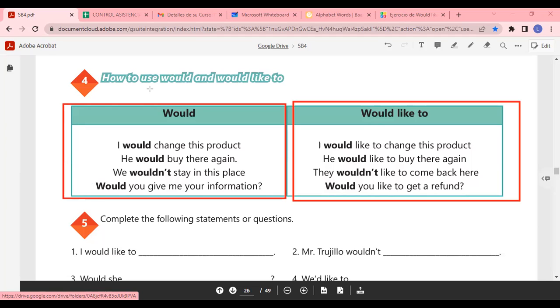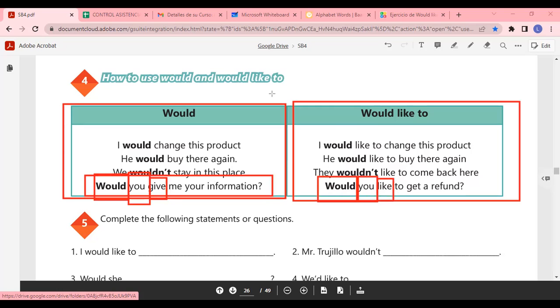Okay, as you can see here, como pueden notar, we have also questions and I didn't put them. I forgot about the questions, but look, the questions are super simple, okay? Questions always use would at the beginning. Para las preguntas siempre vamos a utilizar el would al principio. Then we have a subject, and then in the case of would, we are going to use a verb. In the case of would like, first we use would, then a subject, and then like to, and then a verb, okay?